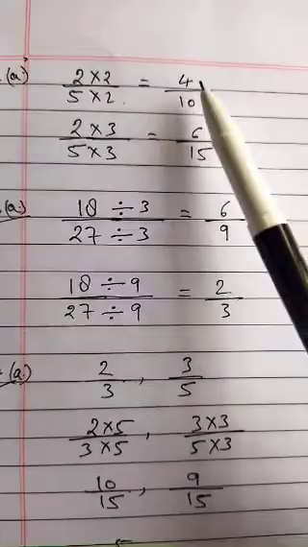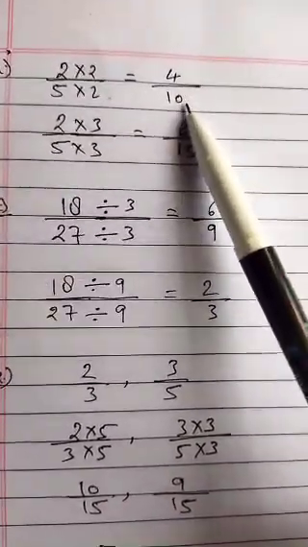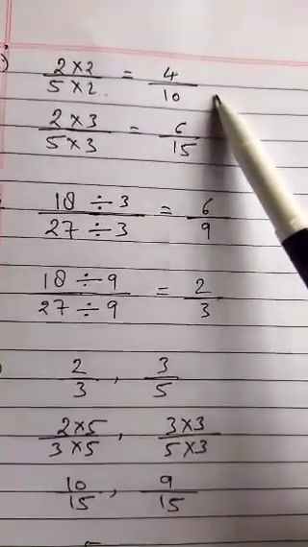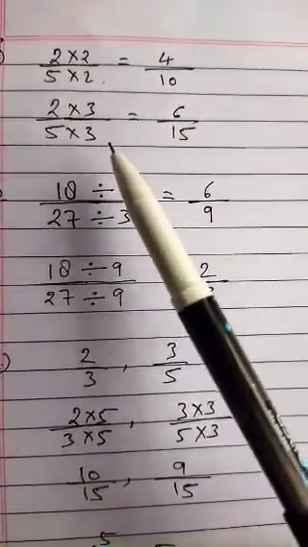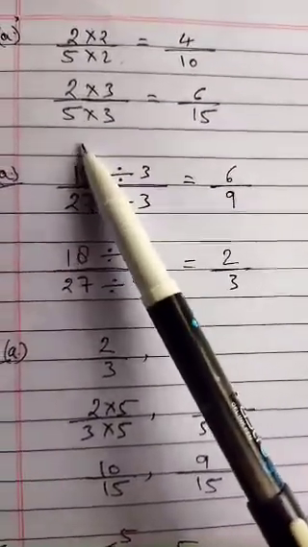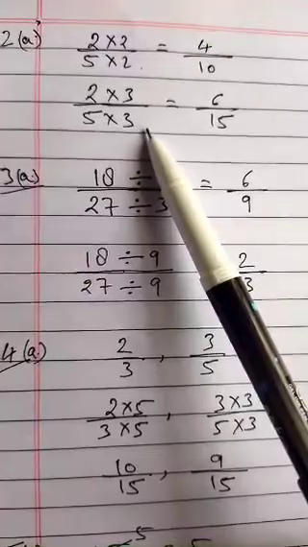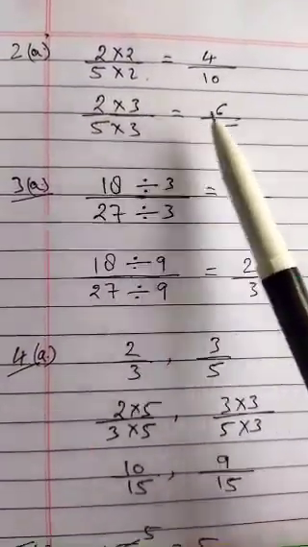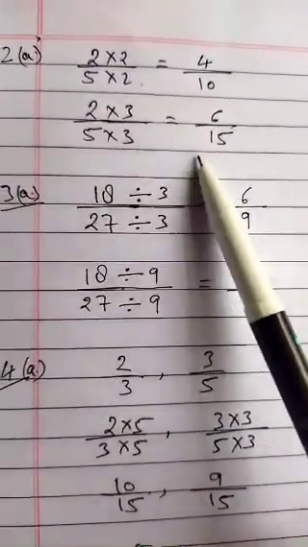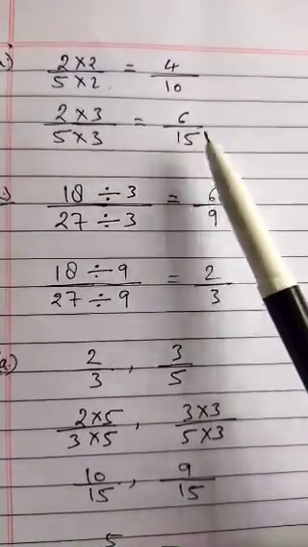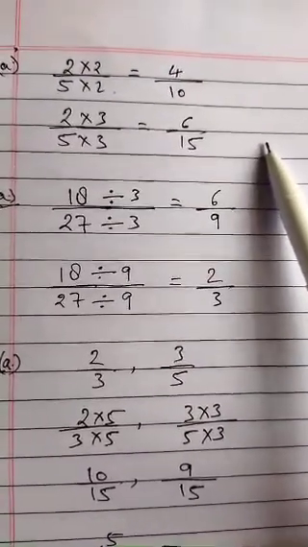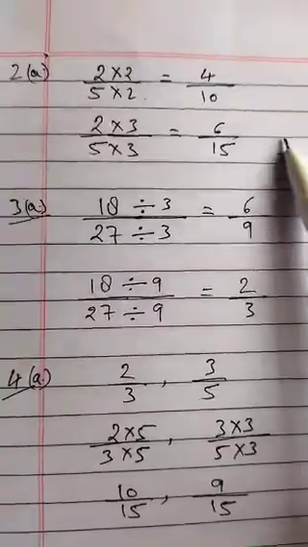So 2 into 2 4, 2 into 5 10. This is your first equivalent fraction. Then for second one you have to multiply the given fraction by 3. So 2 into 3 6, 5 into 3 15. So 6 upon 15, this is your second equivalent fraction.